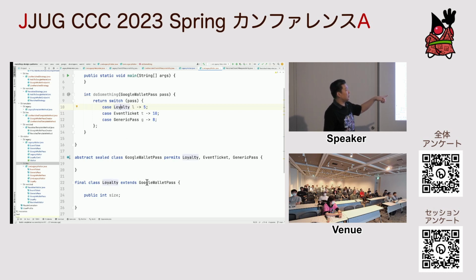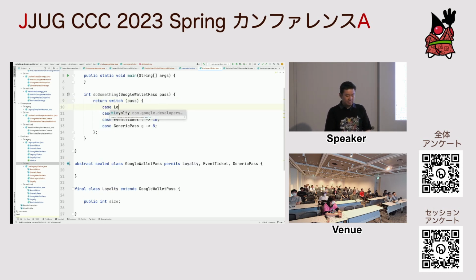And even better than that, now I can use a visitor not only based on the type, but I can also do that based on the state of the instance that I'm receiving. So case loyalty L, I can say case loyalty L when L.size bigger than 5. It's going to return 6.